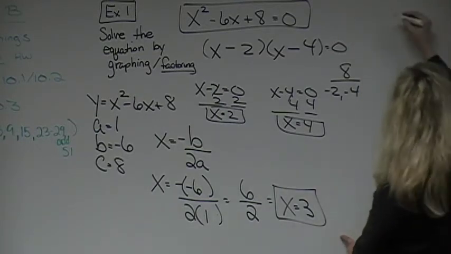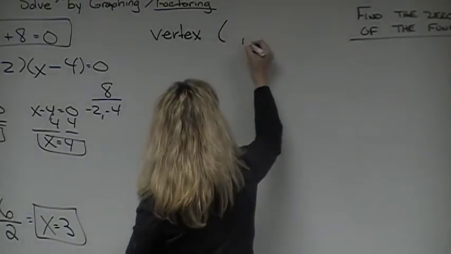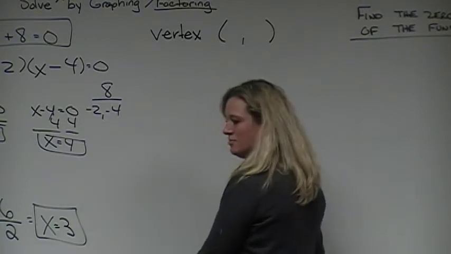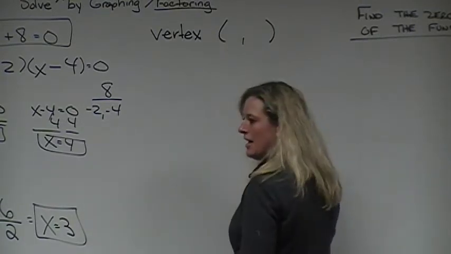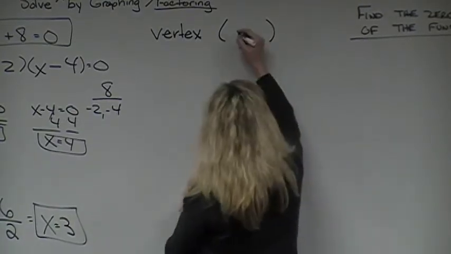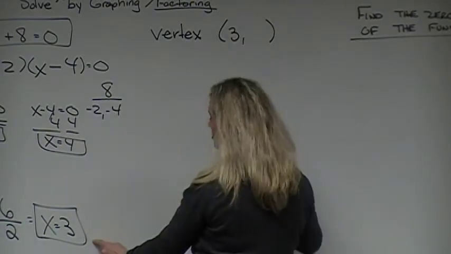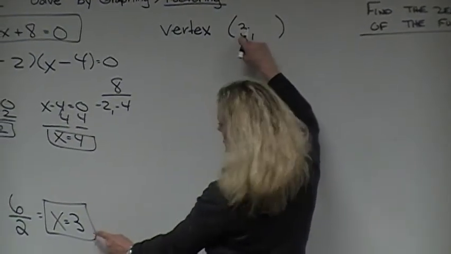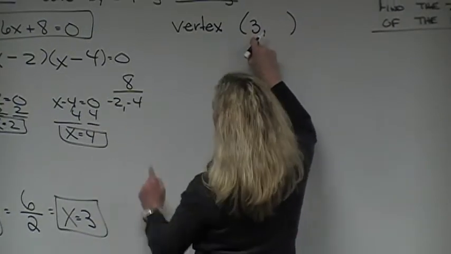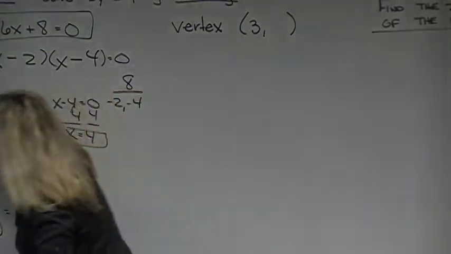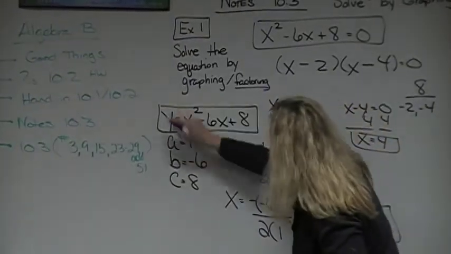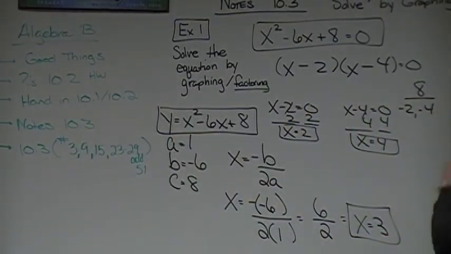Now we still find our vertex. What do I already know of my vertex? My x or my y? X. And what is it? 3. Because the axis of symmetry passes through my vertex, so these will always be the same. Now we're going to plug my x into my quadratic and solve for my y.